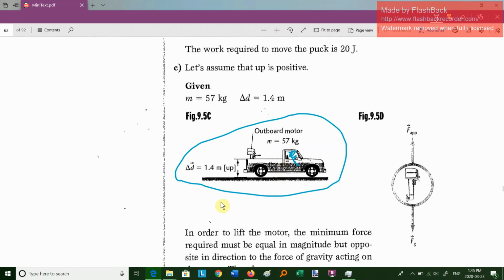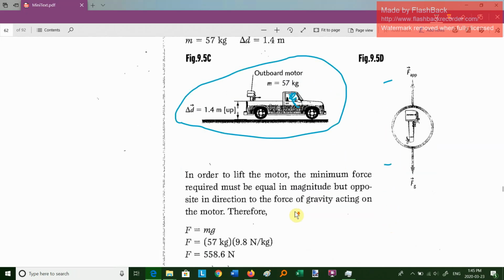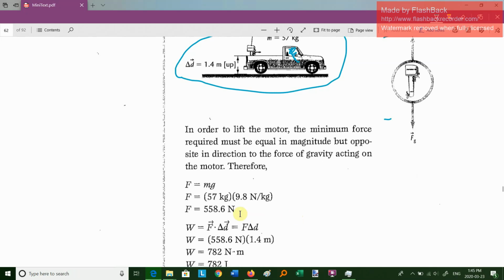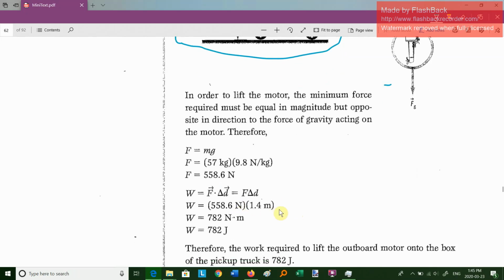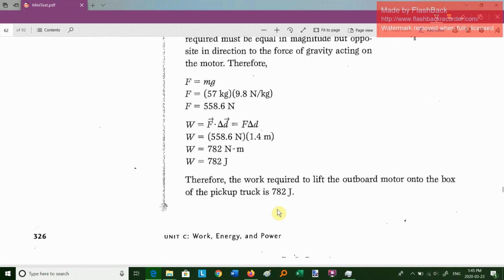So I'm going to take the mass, 57 kilograms, times 9.8, and that's going to be my force. And there's even a free body diagram over here that shows all that. So 558.6 newtons, multiply that by the displacement, and I get 782 joules. So the work required to lift the outboard motor onto the box is 782 joules. And so that's good.